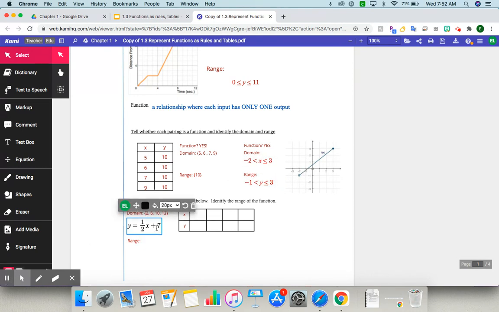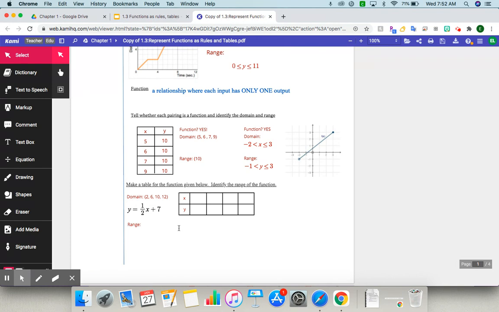In this next section, we can take a look and use an equation to help us produce values for our function. So the equation itself, notice, involves two variables, x and y.